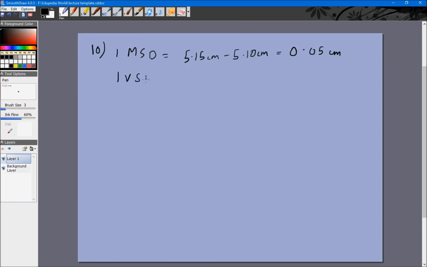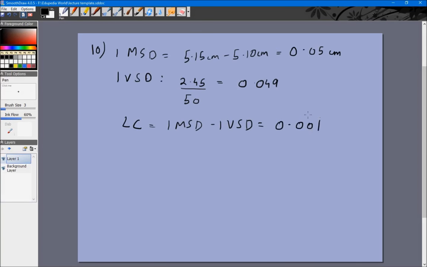One vernier scale division: 2.45 centimeters corresponds to 50 divisions. So this divided by 50 is one vernier scale division. This comes out to be 0.049 exactly. Right, just multiplied by 2, this will be 4.9 by 100. What is the least count? We know the least count of a vernier caliper is one main scale division minus one vernier scale division. So that is equal to 0.001. Right.